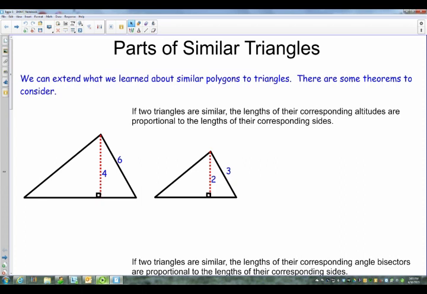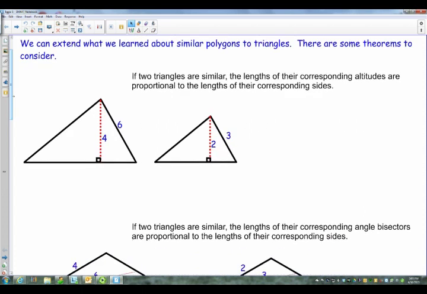The first theorem says, if two triangles are similar, the lengths of their corresponding altitudes are proportional to the lengths of their corresponding sides. Now remember, an altitude is the line that comes from a vertex and meets at a right angle. So it must drop from a vertex and meet at a right angle. Those two things are going to be proportional to the side lengths.